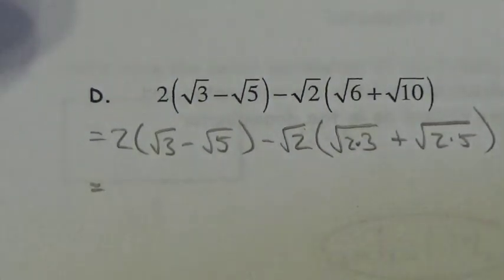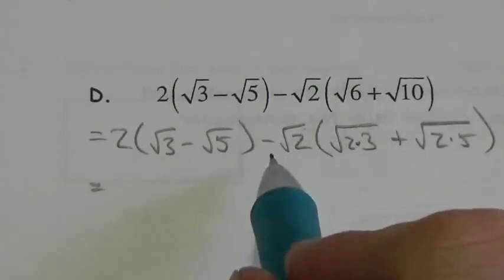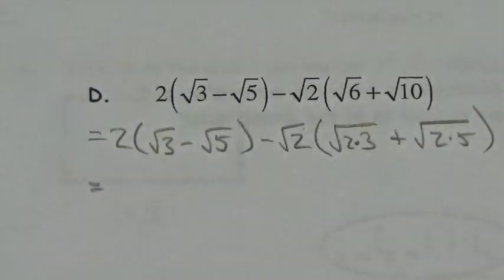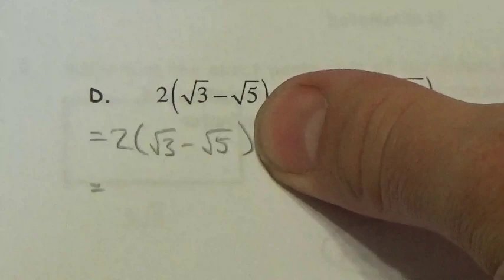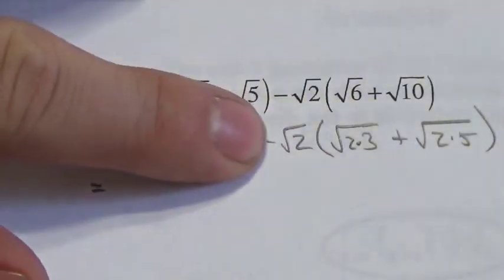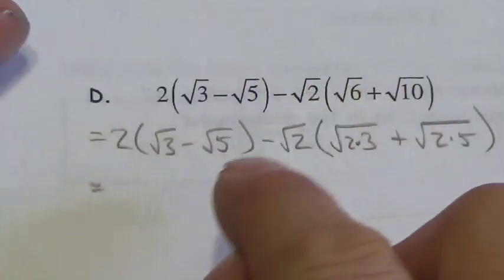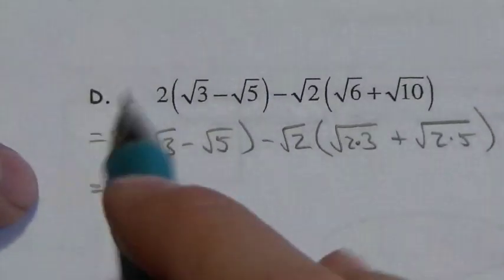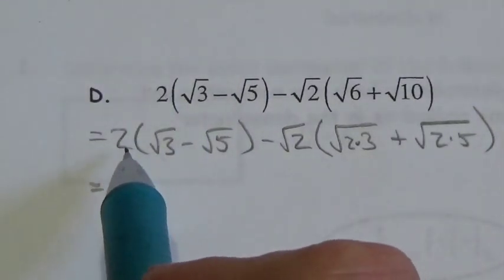Now, I need to do multiplication before I do subtraction. So I essentially need to see these as two separate terms. And so I need to distribute the 2 first. Now this is a 2 not inside a radical.